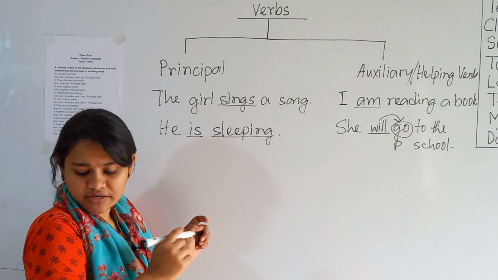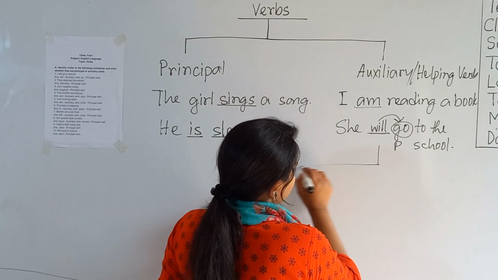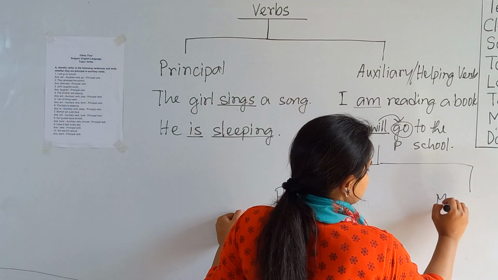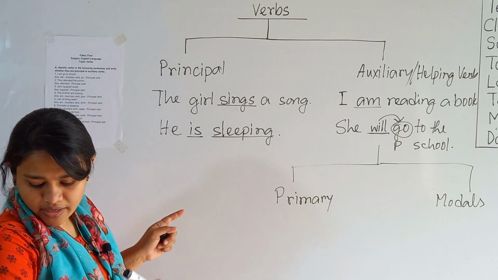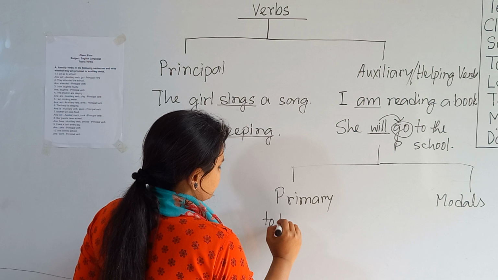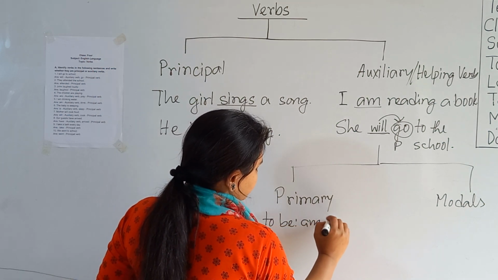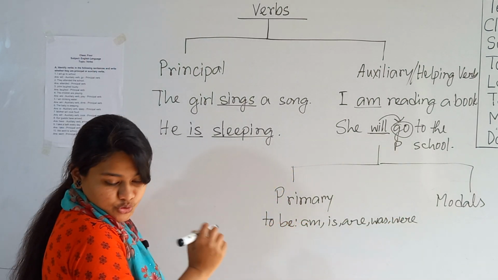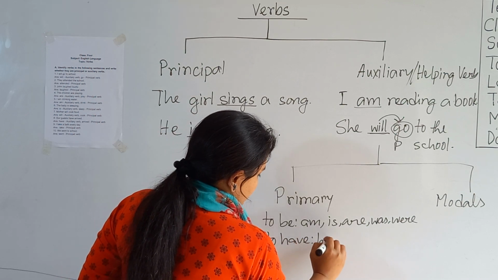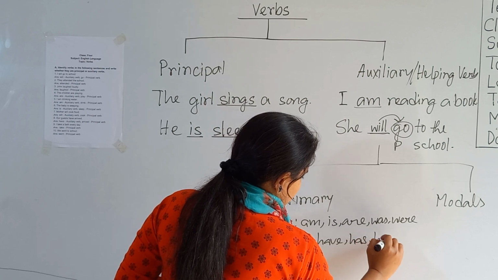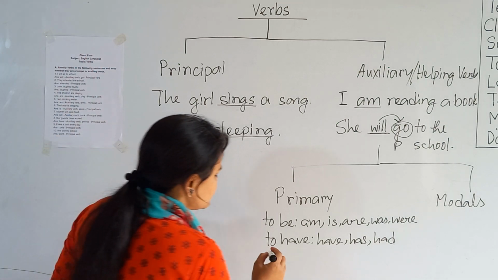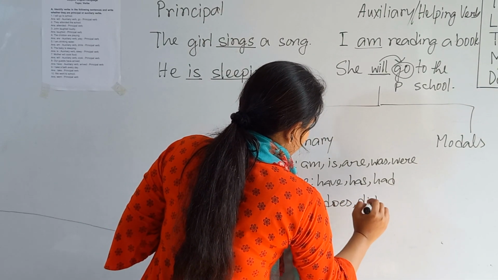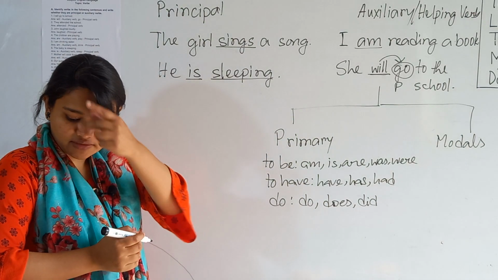And do you know there are two types of auxiliary verbs? What are they? One is primary and another one is modals. Primary auxiliaries are like the to be verbs: am, is, are, was, were. The to have verbs: have, has, had. And the do verbs: do, does, and did. So those are called primary auxiliaries.